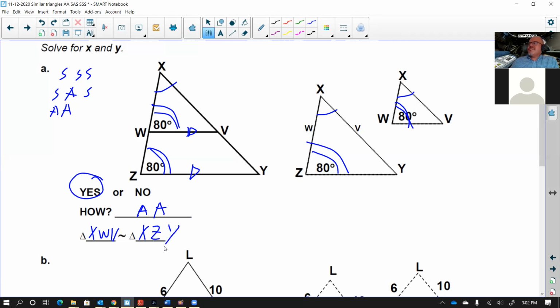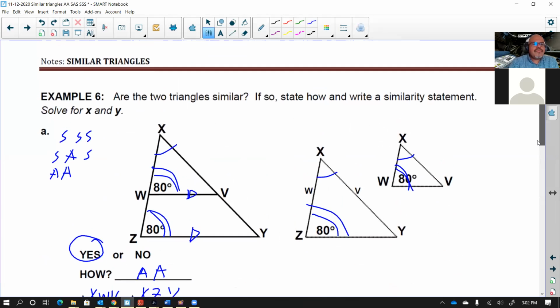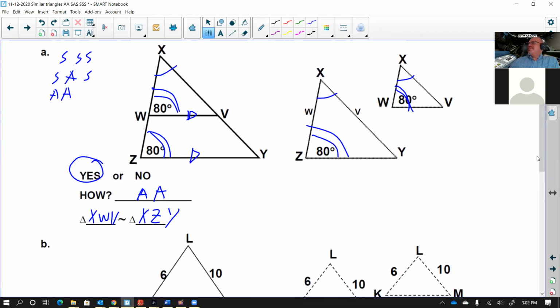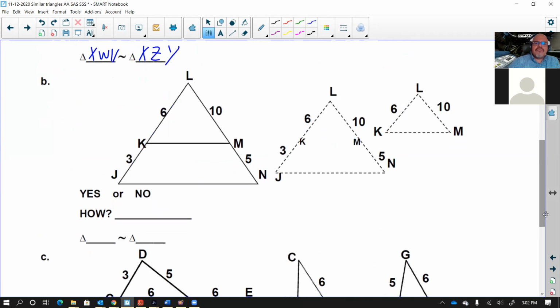Lots of fun, lots of fun, lots of fun. You guys want me to do B? Which is the similarity statement between these two triangles, please? All right, I'll do them.